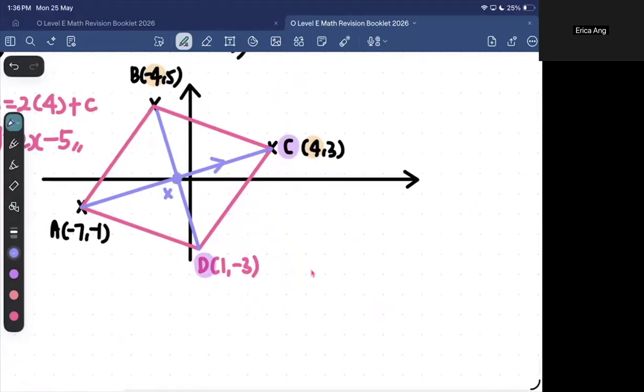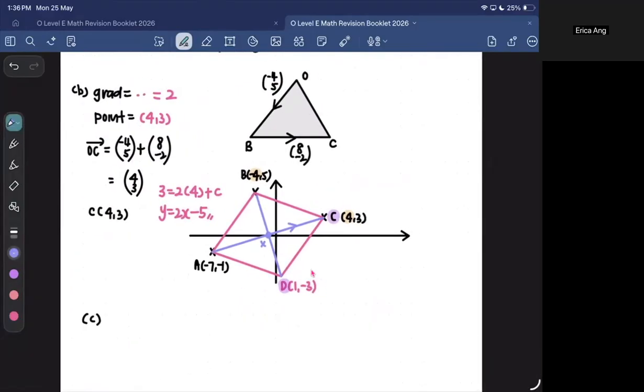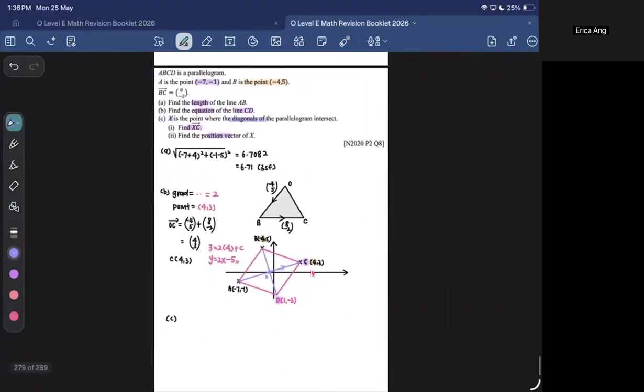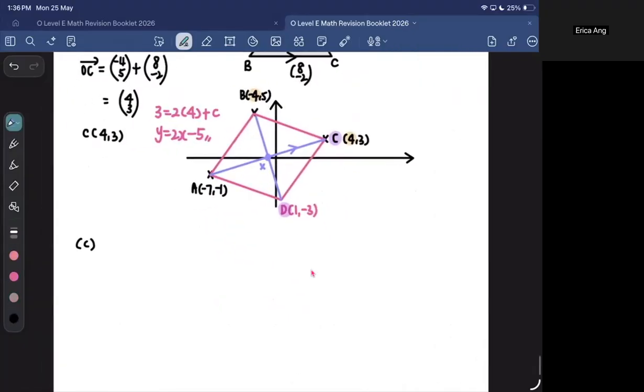So what you need to do is go via the vectors law. What vectors do I have? I have BC. What do they want? I need to find a few things here. Since it's the diagonal, the important concept is that XC is half of AC. So I need to find what AC is.